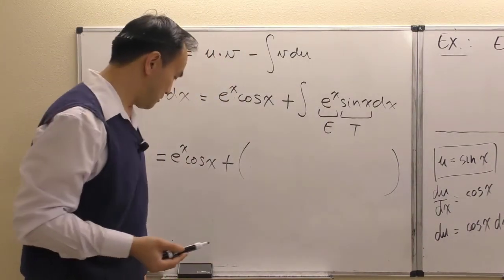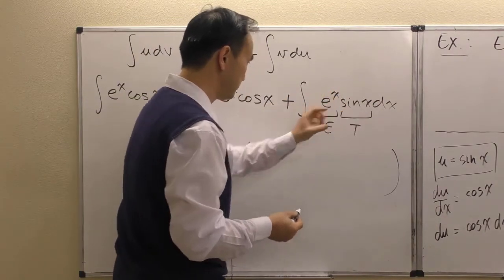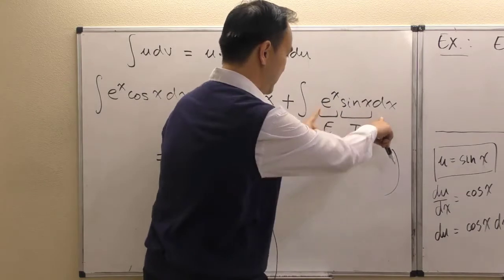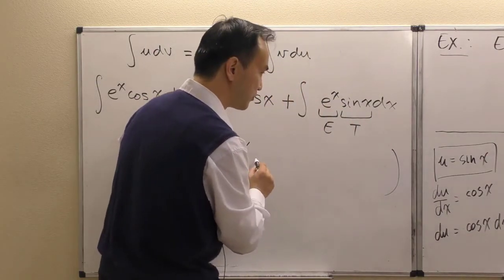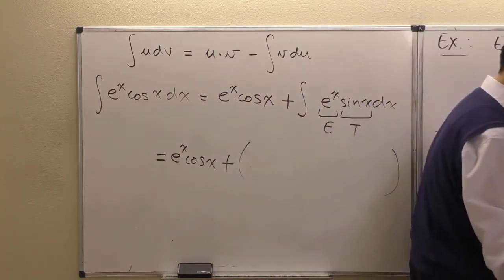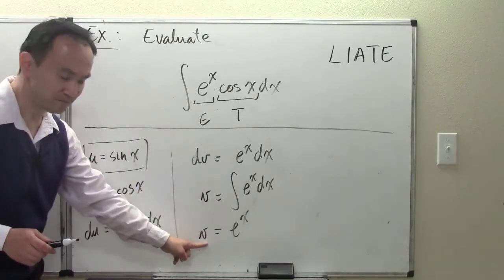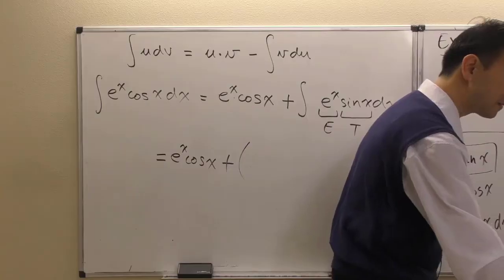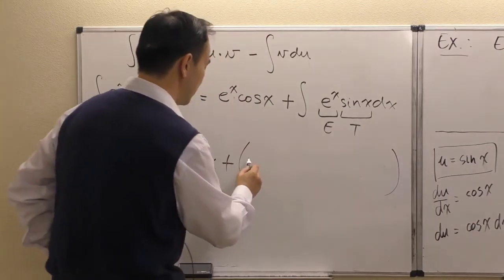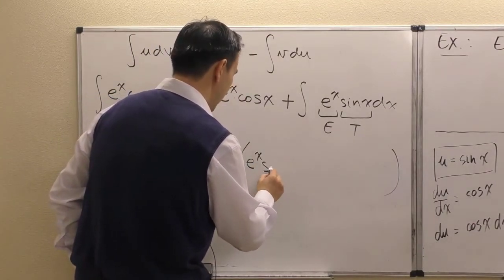Okay, and so it is now this integral, u and dv. Your u was the sine of x, and now times v, being e to the x. Let me write u and v, u times v. And so now we're looking at e to the x times sine of x.